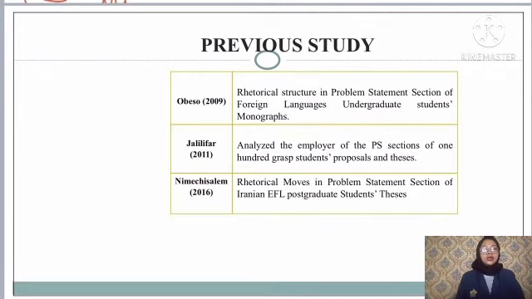Next is previous studies. This is the name and the title. Obeso 2009. The title is Rhetorical Structure in Problem Statement Section of Foreign Language Undergraduate Student Monographs. The second, Jalilifar 2011. The title is Analyzing the Problem Statement Section of 100 Graduate Student Proposals and Theses. The third is Namchi Salem 2016. The title is Rhetorical Moves in Problem Statement Section of Iranian EFL Postgraduate Student Theses.